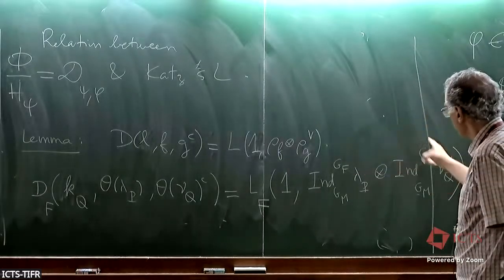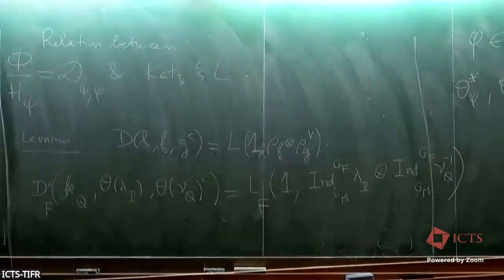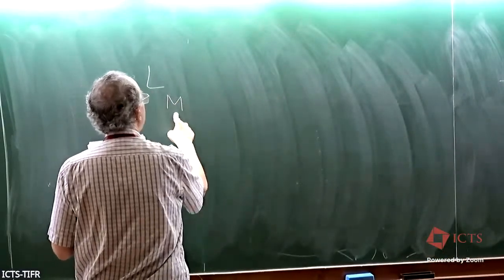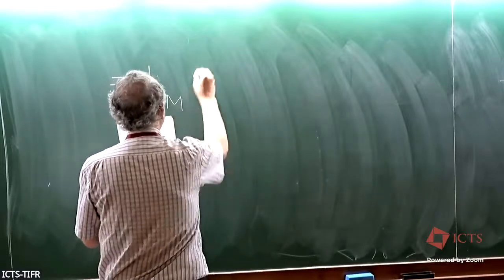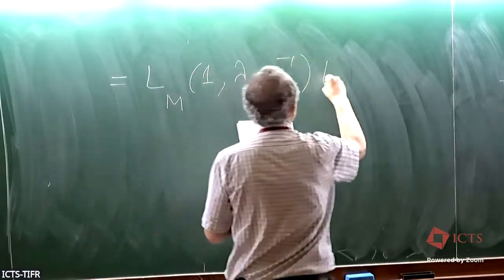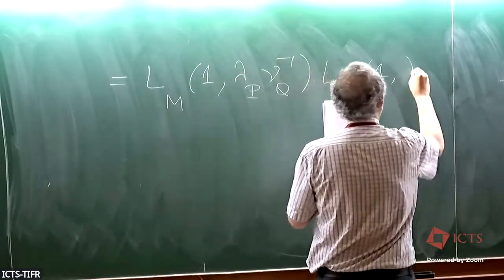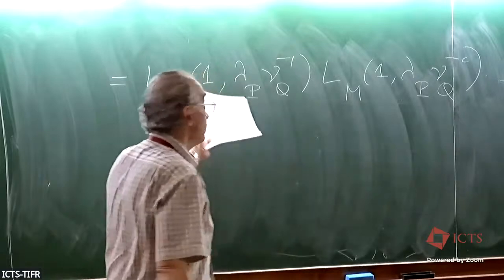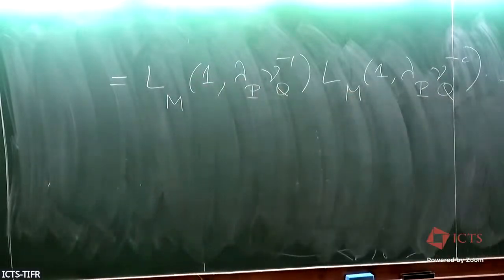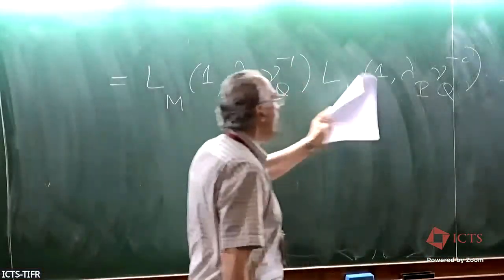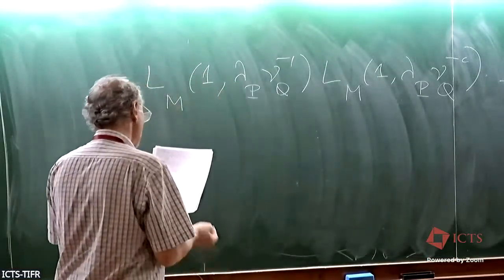But if you calculate this, you find that this is the product of L functions involving Euler factors over M, at 1, lambda T nu Q minus 1, and Lm 1, lambda P nu Q to the minus C. So basically, that's the key point in some sense, because you pass from Rankin-Selberg of two modular forms to two Hecke L functions. And so they will be interpolated.